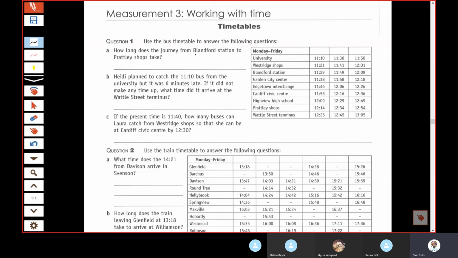How long does a journey take from Blandford Station to Pratley Shops? So how long does it take from here to here? Can someone find an answer for that? Let's see if you guys can get this one right. Try to use your calculator button. This makes life a little bit easier. So please, when you've got an answer, just let me know.